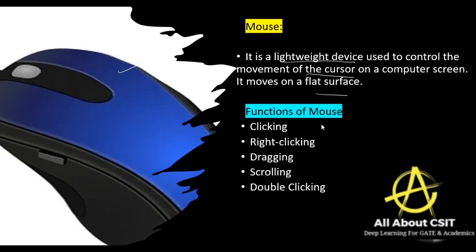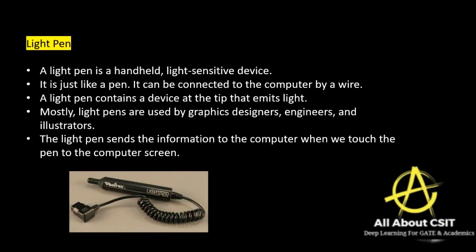What is the function of the mouse? What is this mouse going to do? You can click the mouse, you can right click, you can drag, and you can scroll, since there is a scroll bar. You can also perform the double click operation. So these are all the functions of the mouse.